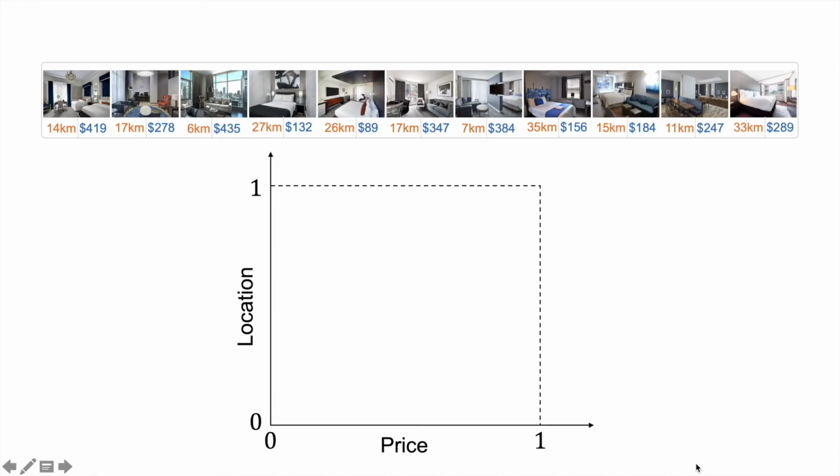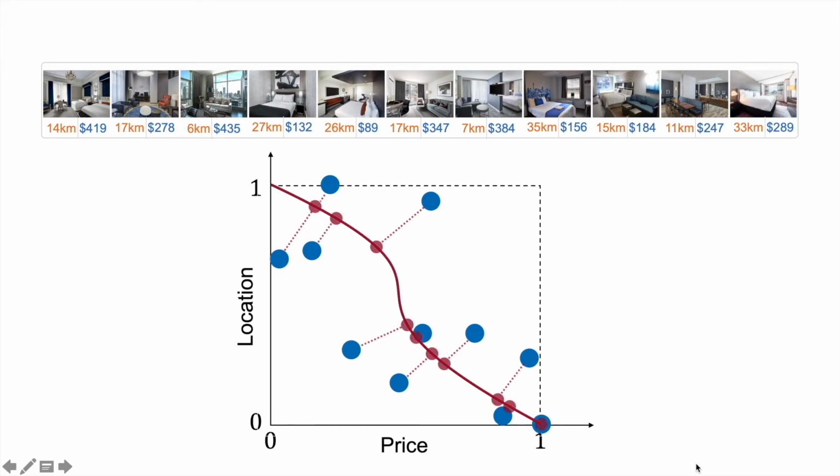Let's see how to sort this list of hotels. Firstly, we normalize the distance and price into a range from 0 to 1. Then, we fit those data points with a Bayesian curve by minimizing the total weighted distance. The hotels are then ordered as the sequence of projected data points along this curve.